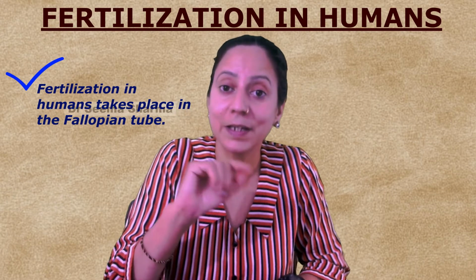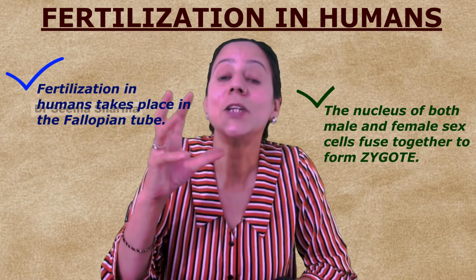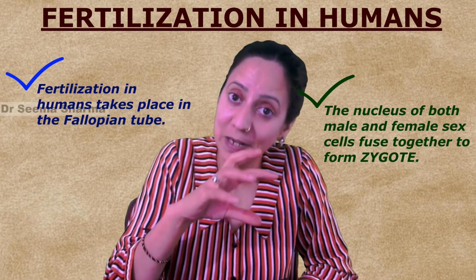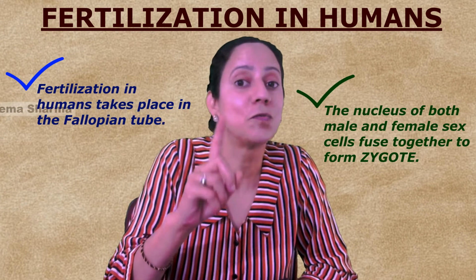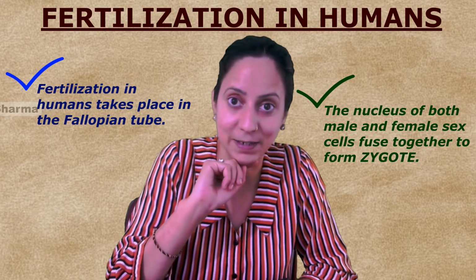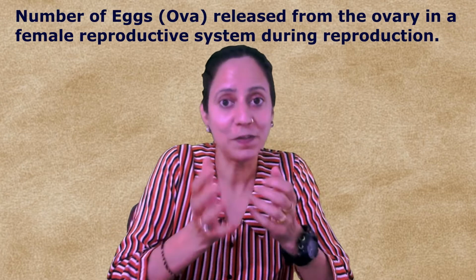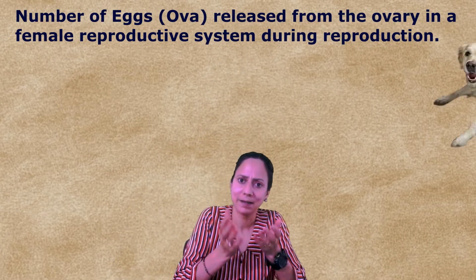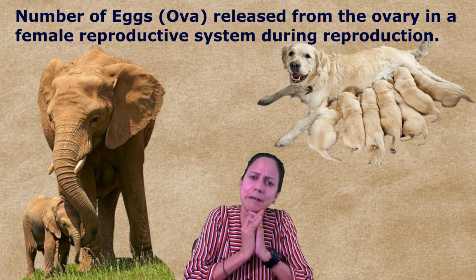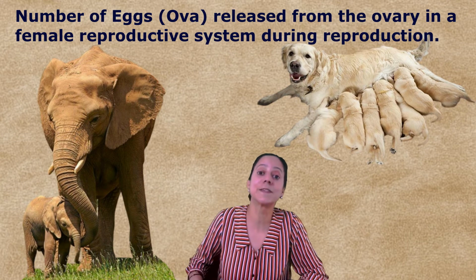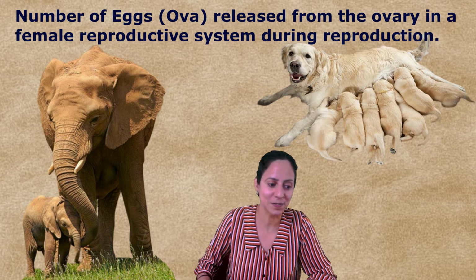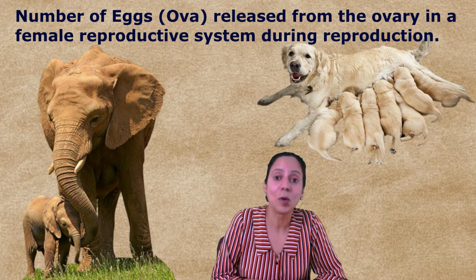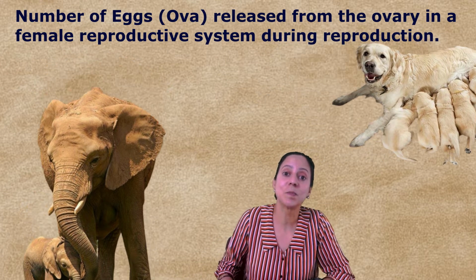Another thing you learned is that during fertilization, the nuclei, both male and female, fuse together to form the zygote or fertilized egg. Here I would like to apprise you that by simply counting the number of young ones delivered by any organism, we can clearly make out the number of eggs released from the ovary or ovaries. The number of eggs released from ovaries varies from species to species.